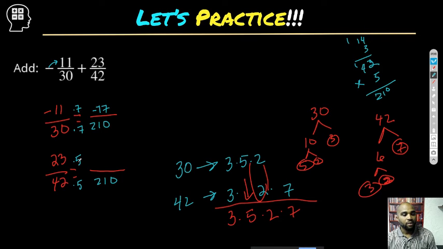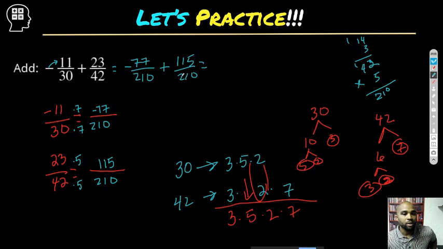23 times 5 is the same thing as 20 times 5, which is 100, plus 5 times 3, which is 15. So 115. And you can just work that out by hand if you did not follow that. So what am I going to do now? I'm going to replace my negative 11 over 30 with, this is the same thing as negative 77 over 210 plus 115 over 210. Now it's much easier.